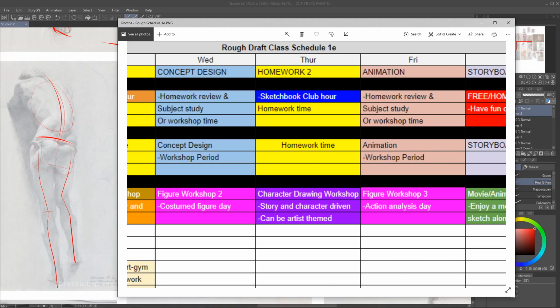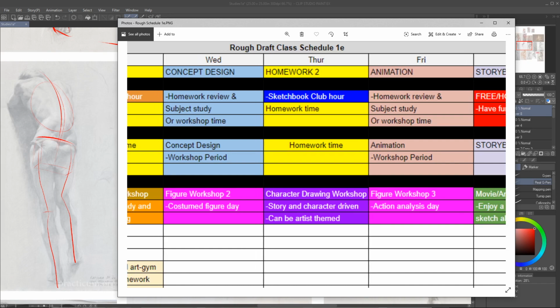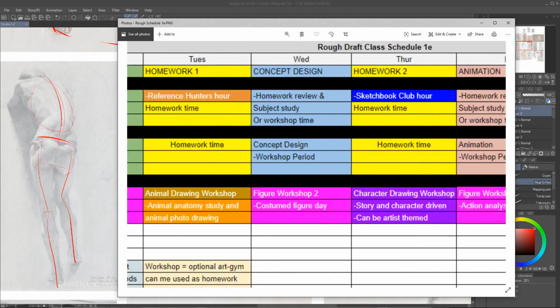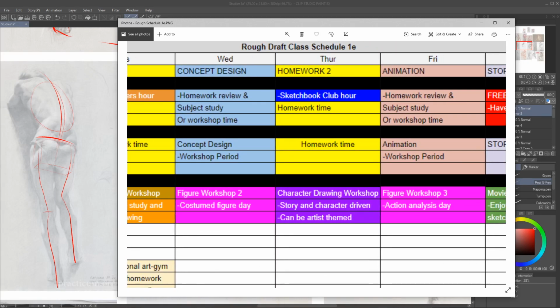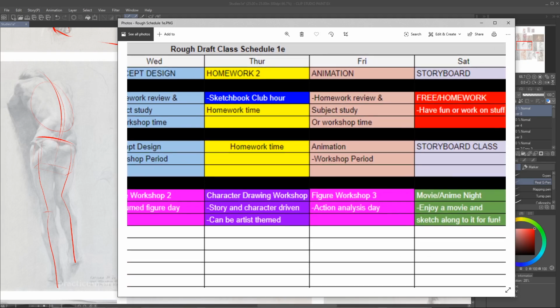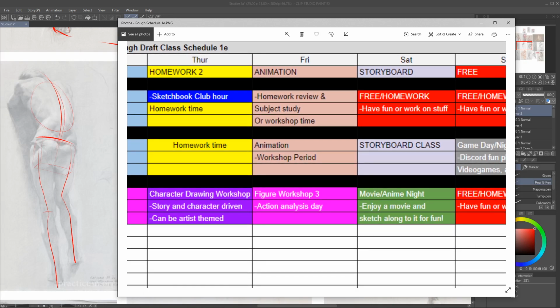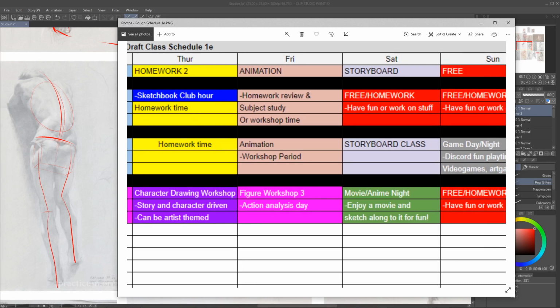Thursday also has a character drawing theme workshop. This is going to be very, very animator oriented, so that means story and character driven. It's similar to the costume figure drawing day. It's going to be about creating characters and scenes out of the figures that you're drawing.